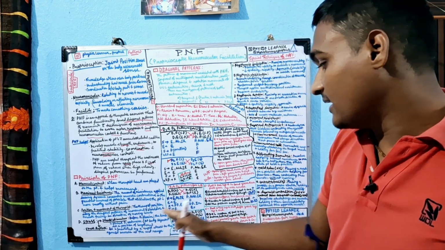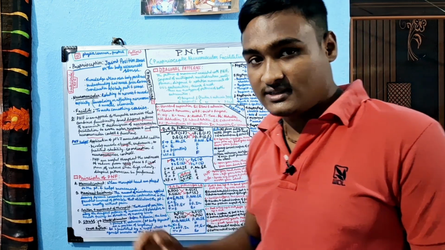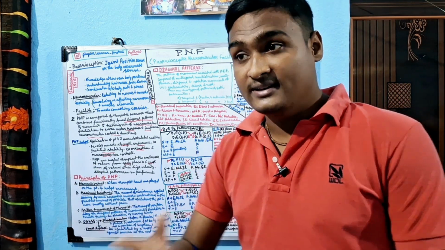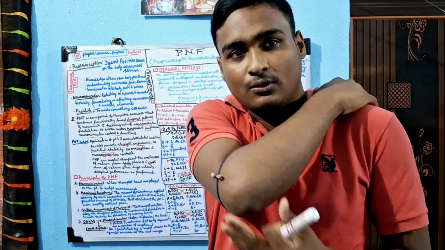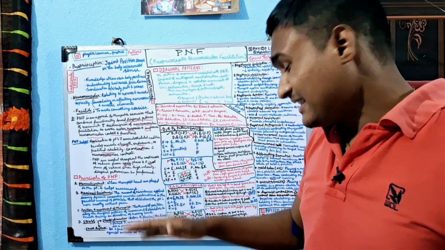Okay, what is the stretch reflex? It is facilitated by a rapid stretch of the agonist muscle at the end range. When D1 flexion of the upper extremity is performed, a rapid stretch is applied. This is called the stretch reflex.